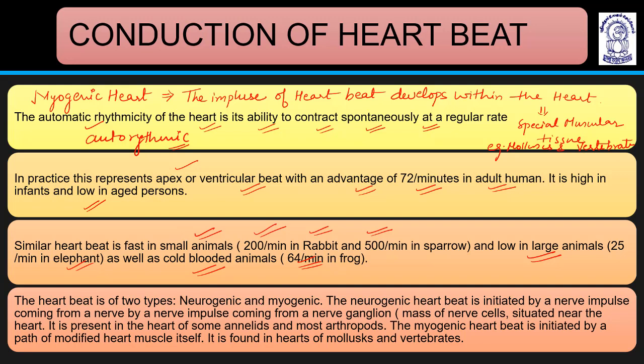The heartbeat is of two types, neurogenic and myogenic. Neurogenic heartbeat is initiated by a nerve impulse coming from a nerve ganglion, a collection of nerve cells situated near the heart. It is present in the heart of some annelids and most arthropods. Myogenic heartbeat is initiated by a patch of modified heart muscles, the myocardial muscles itself. It is found in the heart of molluscans and vertebrates.